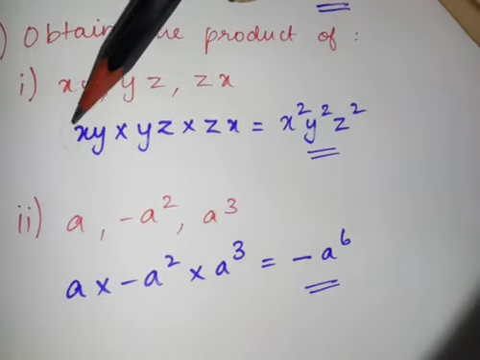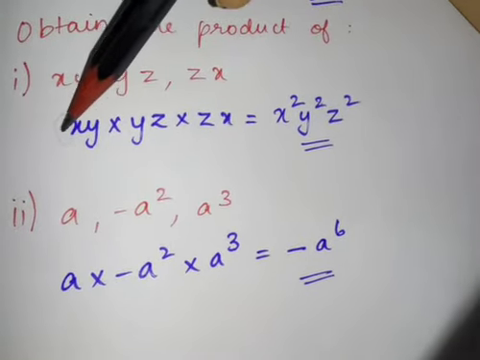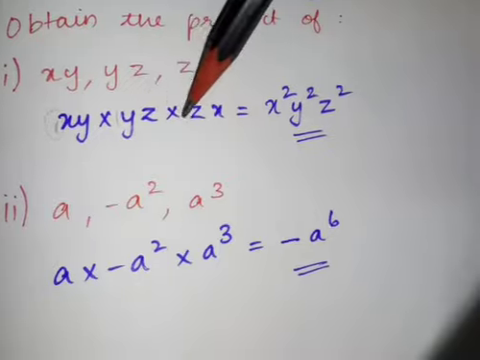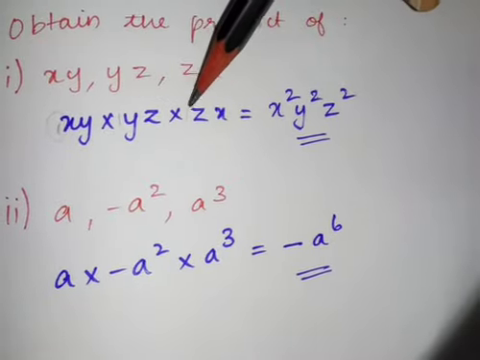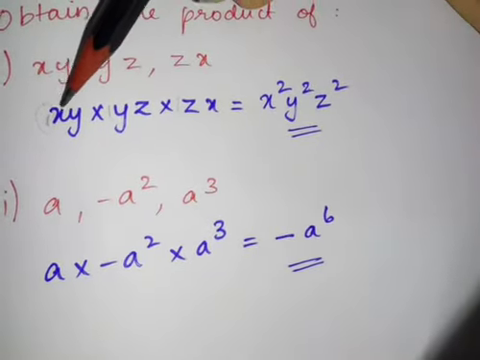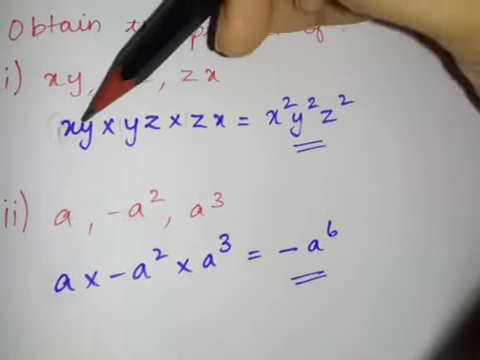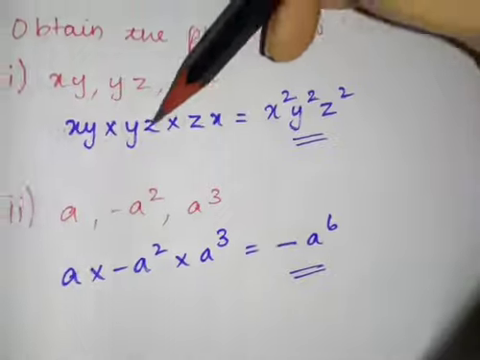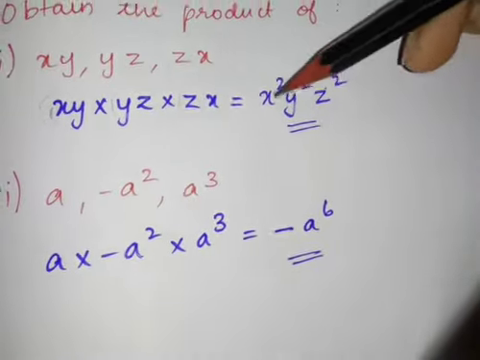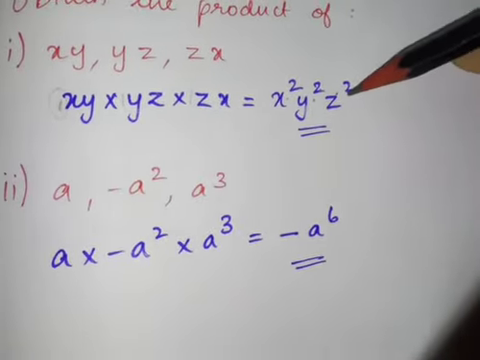Now, here any numerical coefficient are there? No. So, it is 1. Here also 1, here also 1. 1 into 1 into 1 is 1. Then, how many x is there? 2x is there. So, x into x is x square. Y into y is y square. Z into z is z square. So, x square, y square, z square is the answer.